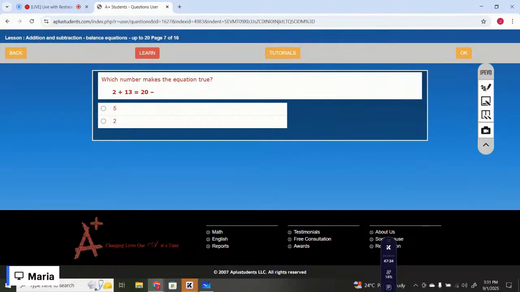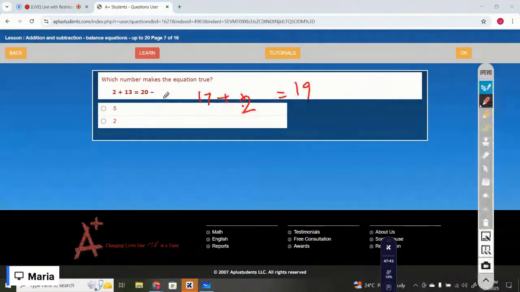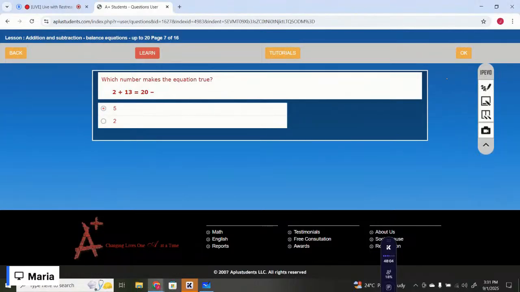Which number makes the equation true? That is 13 plus 2 makes 15 and 20 minus the missing number. That is 20 minus 5. So 15 is equal to 15. So 5 is the number that keeps the equation balanced. So option number 1 is the correct option.